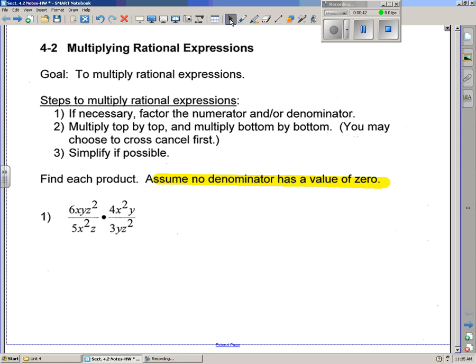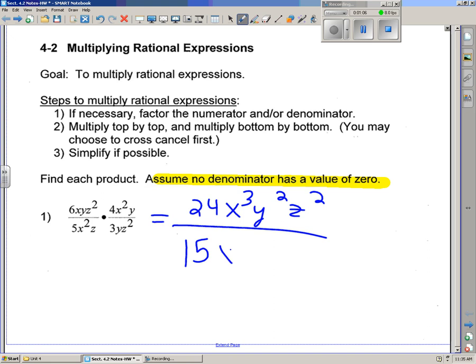It's straight multiplication of monomials. There are no things to factor here. So this just recaps what we did, I guess, maybe a month or two ago, where you multiply straight across the top: 6 times 4 is 24. The x values total out to be x cubed. The y's total out to be y squared. The z's total out to be z squared. On the bottom, the numbers multiply to give you 15. The x totals out to x squared. The y totals out to just y. And the z's total out to z cubed.